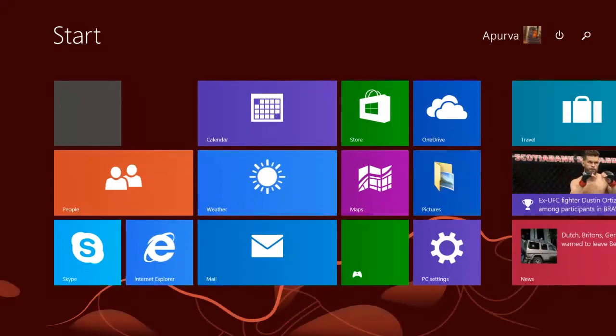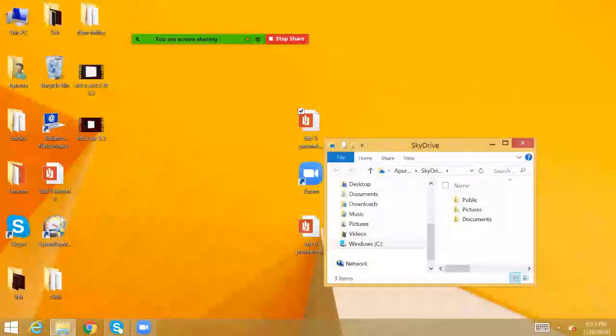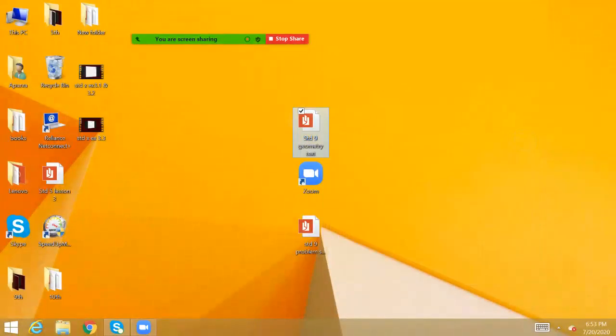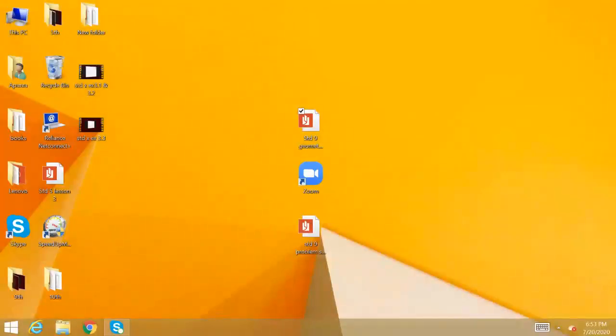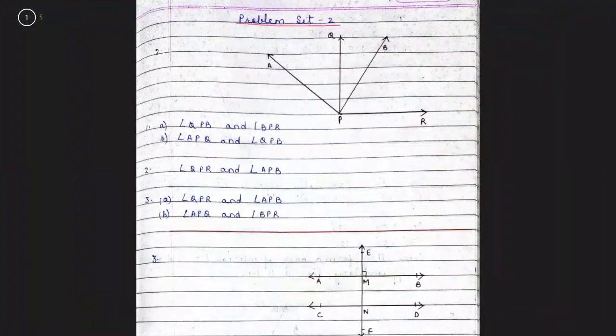First question is to find a pair of complementary angles. Second is a pair of supplementary angles, and third is a pair of congruent angles. So first, let's go to a pair of complementary angles.